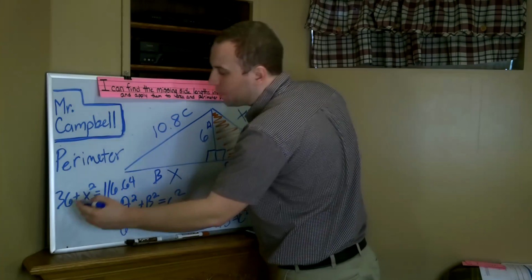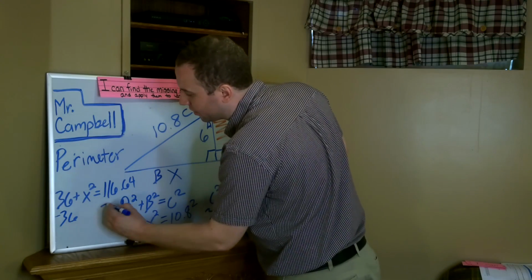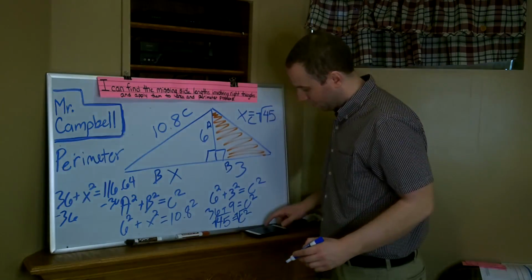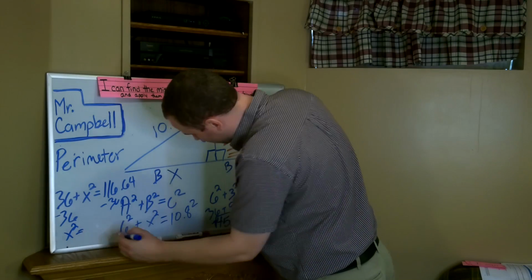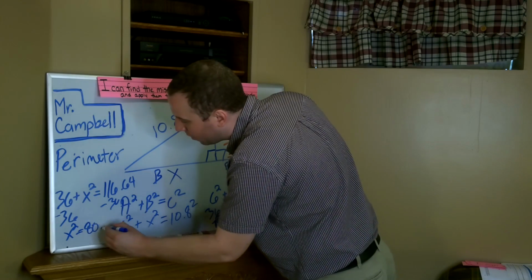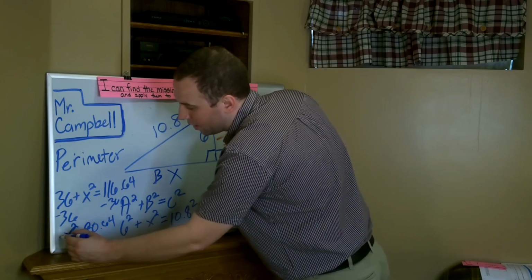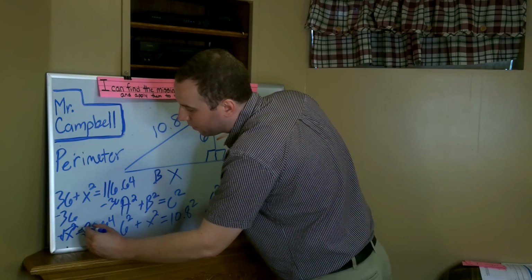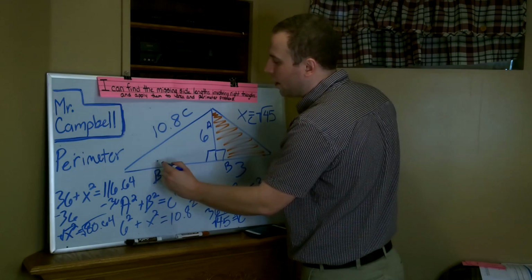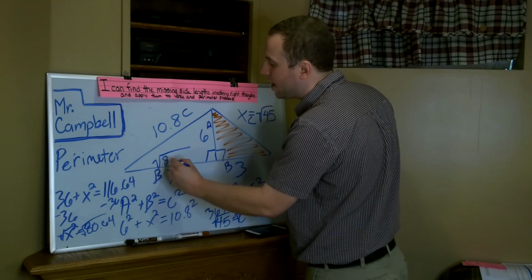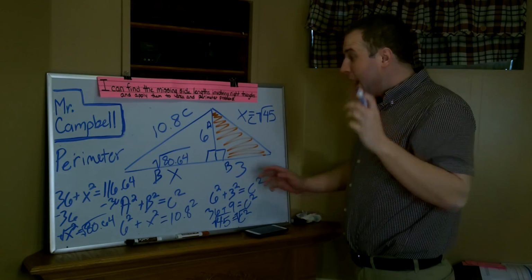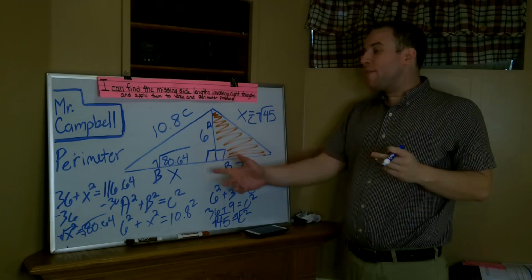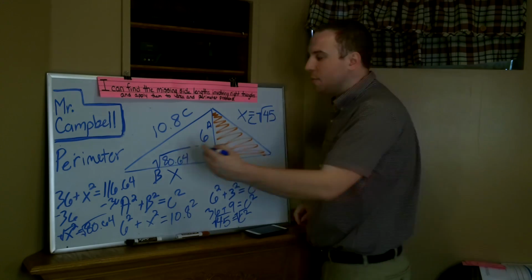Now, in order to get x by itself, let's subtract 36 from both sides. So we get now x squared equals 80.64. Take the square root. So for this one, we now have the square root of 80.64. Now that we have both measurements, we have everything we need to find this perimeter.